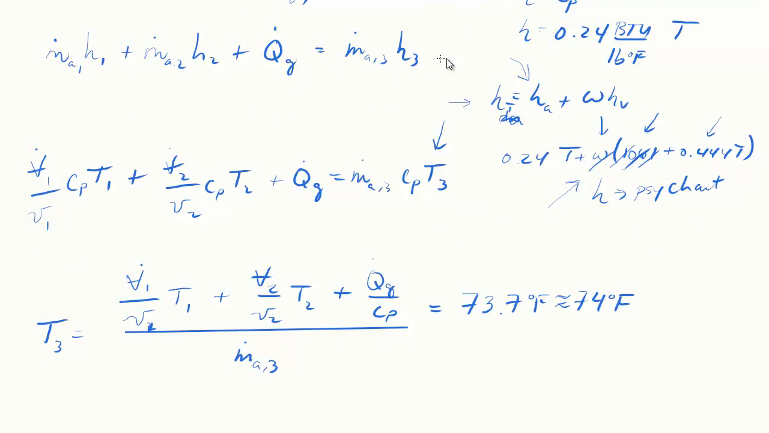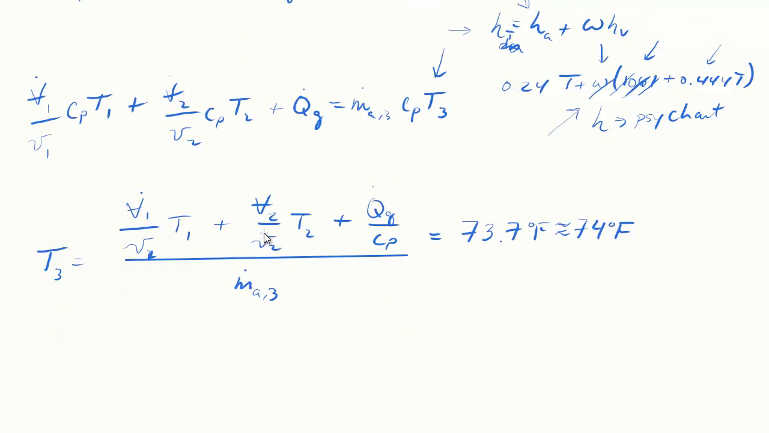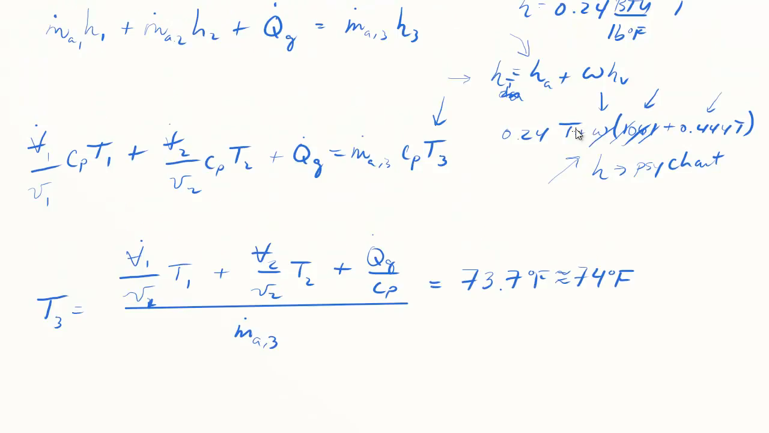values, and then for H3, we could have put in this formula here. But at that point, we still need to get this humidity ratio, which we didn't know at this point. But with this formulation of the problem, we didn't really need that. And the difference between these is less than a tenth of a degree Fahrenheit. So it's a good assumption to make.